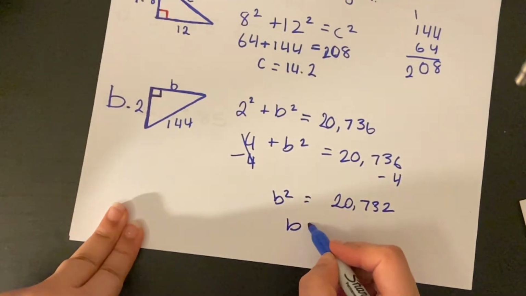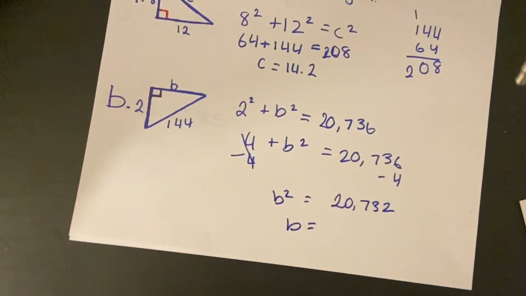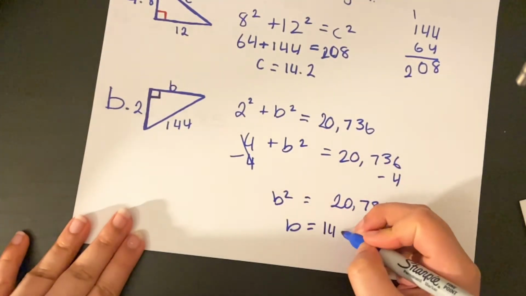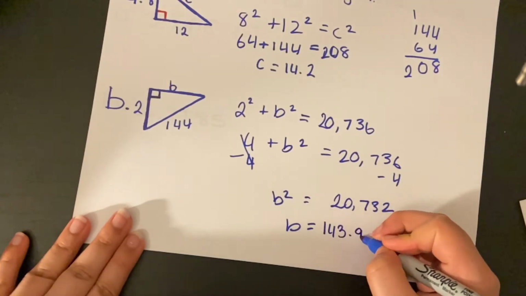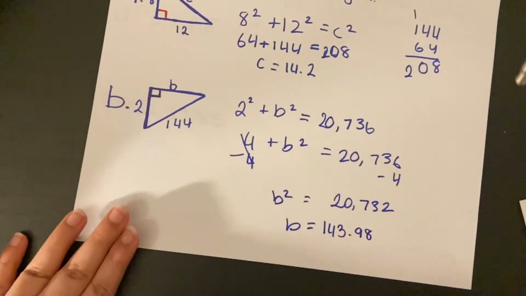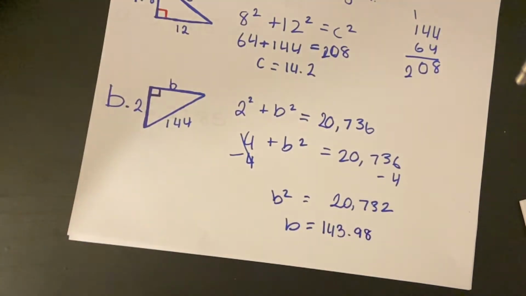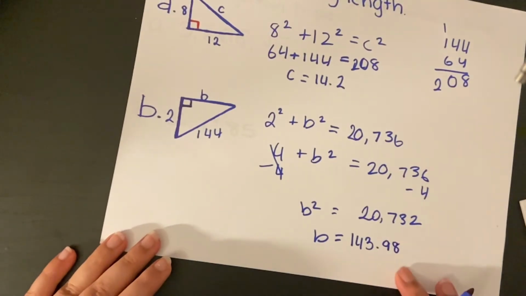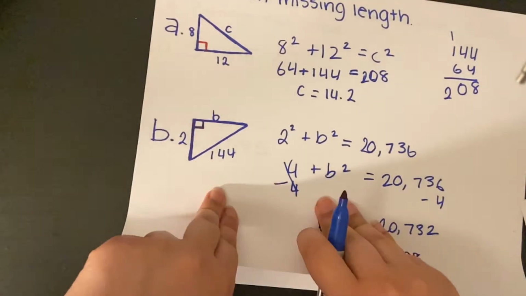So Alexa, what's the square root of 20,732? The square root of 20,732 is 143.9861. 143.9861, which we'll just round to 144. All right. So here's our answer.